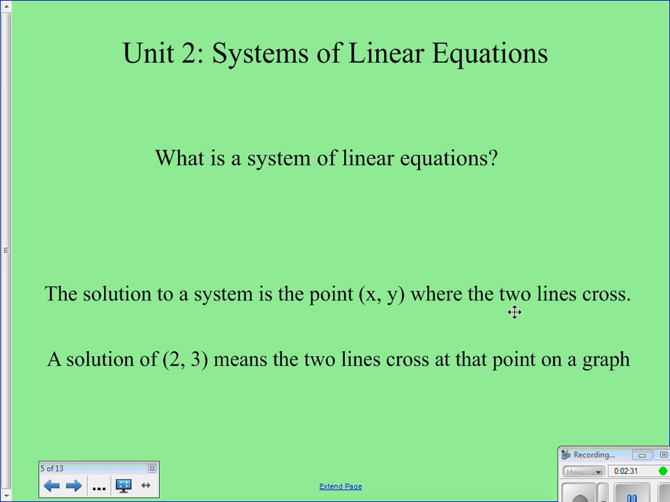Next, the solution of 2, 3 means that the two lines cross at that point on the graph. Now, this isn't the most accurate way of finding a solution, but it is effective for what we're doing right now. So that's basically all we're doing today. We're graphing lines and we're seeing where they intersect.